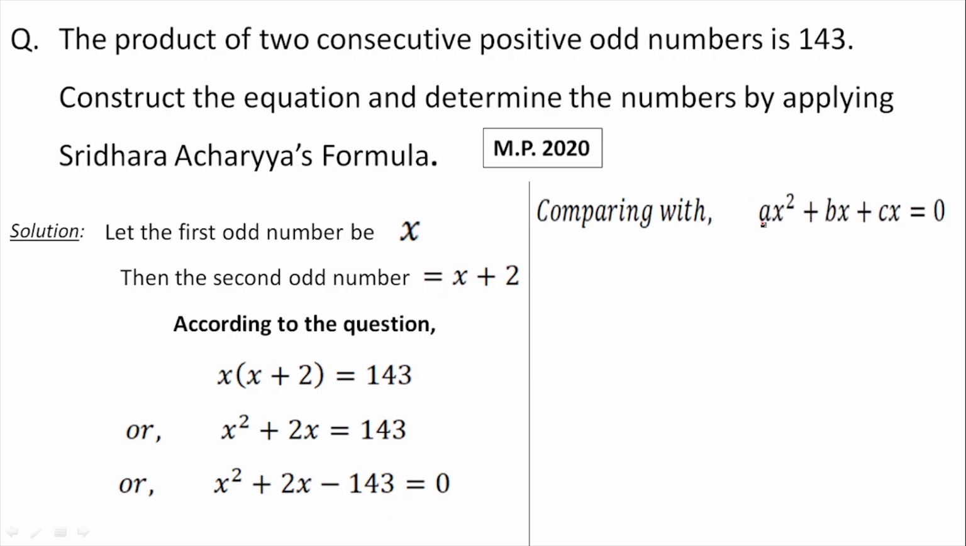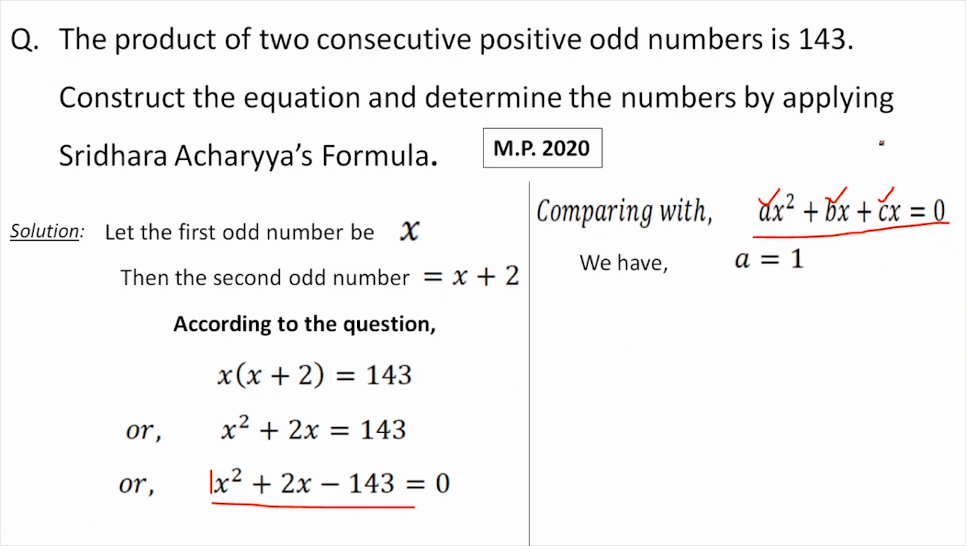comparing it with ax square plus bx plus c equals to 0, we must compare it with the standard quadratic equation. After comparing, we will try to take out the values of a, b and c. So comparing this equation, what is the number in front of x square? It is 1. So what will be a? We have a is equal to 1. Now here b, the first number is 2, so b is equal to 2. And what is c? c is minus 143. So we have taken out the values of a, b and c.